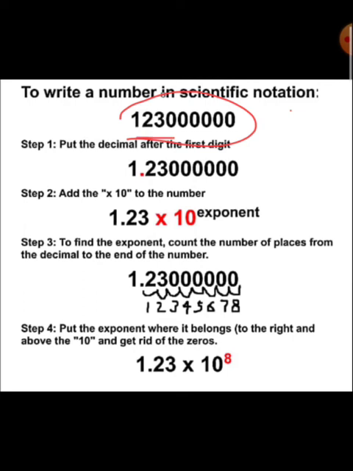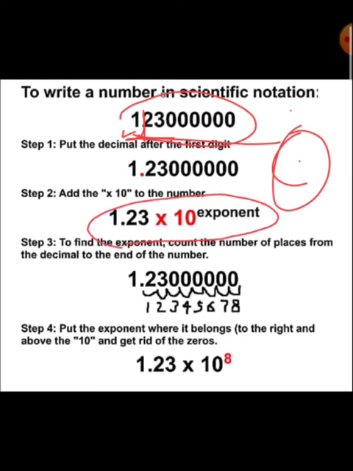So put the decimal after the first digit. Which digit? Put the decimal after the digit, this digit, which is the 1 here. Put the decimal after the 1. Then multiply the number by 10. Here the number is 1.23.